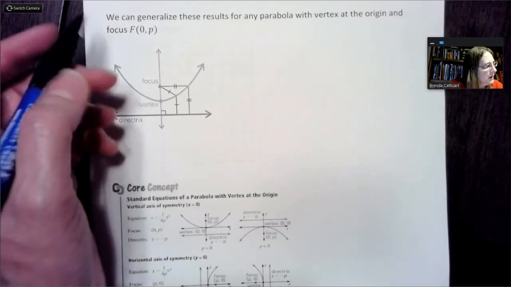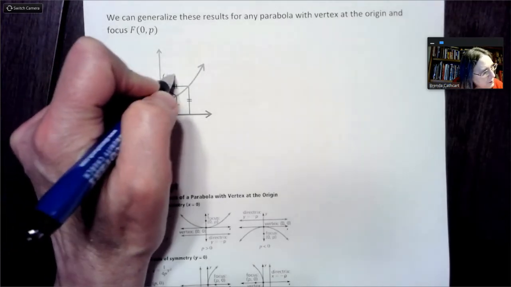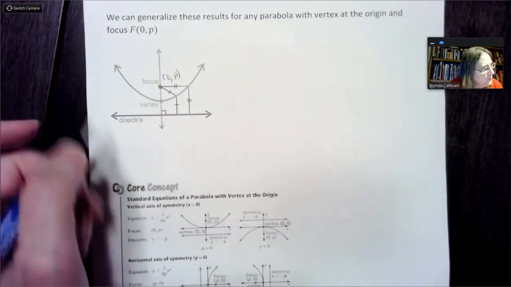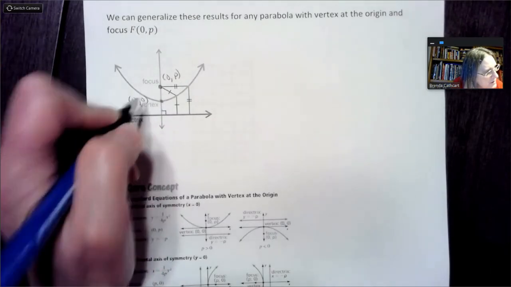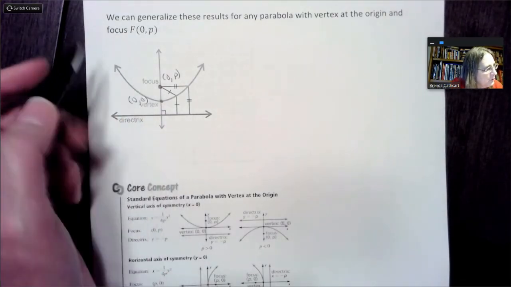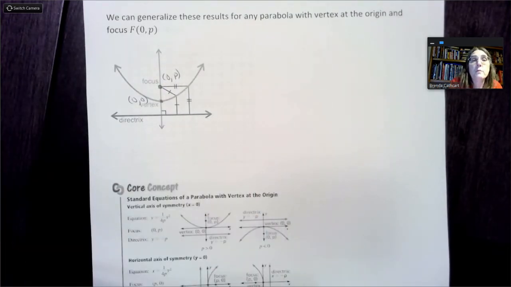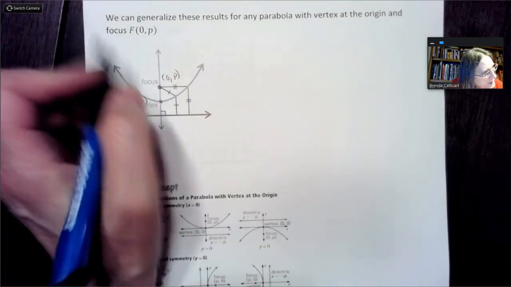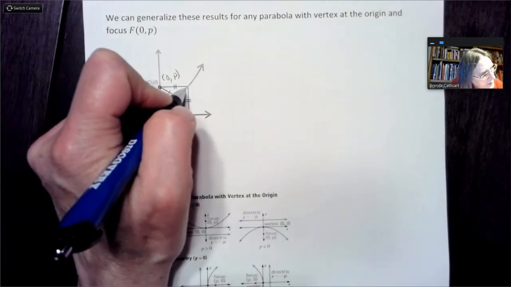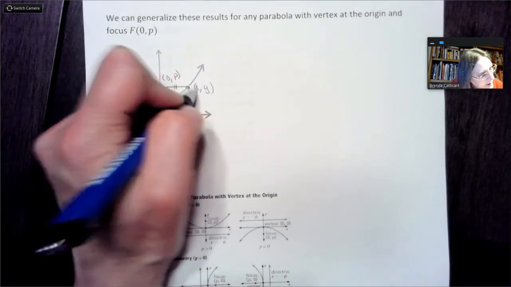So we're going to look at a parabola with a focus at (0, p) and our vertex at the origin. So this is going to be the point (0, 0). And we're going to use our distance equations to come up with our equation for our parabola. So a point on our parabola, we can call it this one, is (x, y).